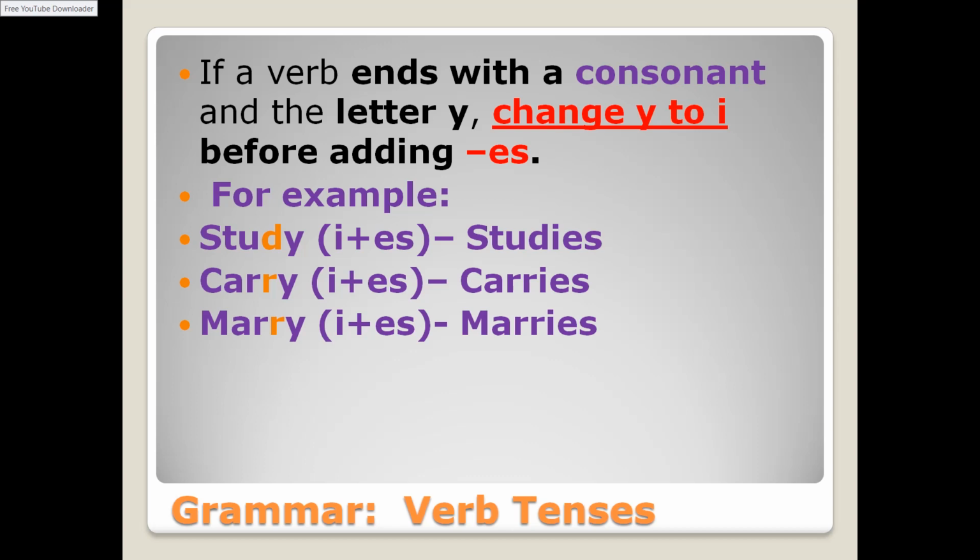Similarly, in the case of carry, the last letter is y and before that y we have a consonant r. So here we replace y with i and we add es to it to make it a present tense verb. It reads as carries. So the present tense verb for carry is now carries. We have another example, marry. Here the same thing. Here we have the last letter y followed by r. So now we replace y with i and add es to it and it becomes marries.